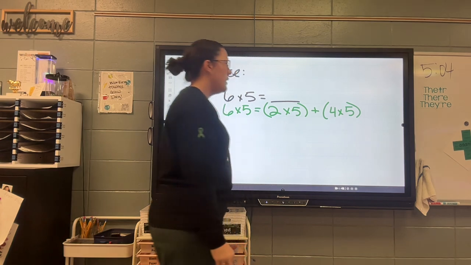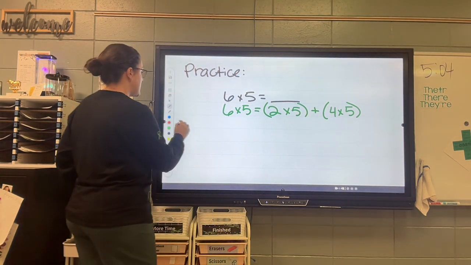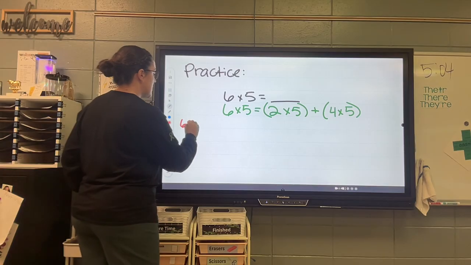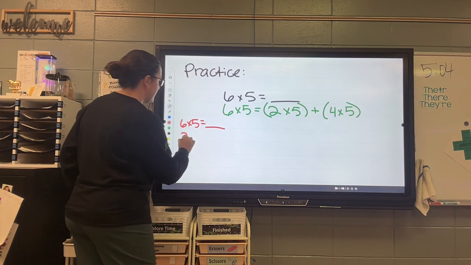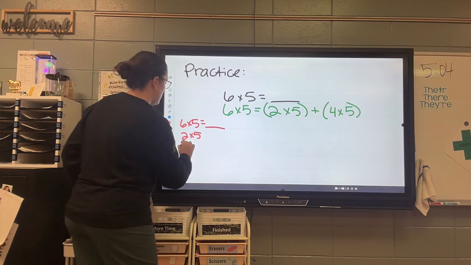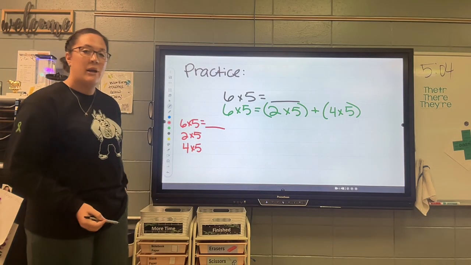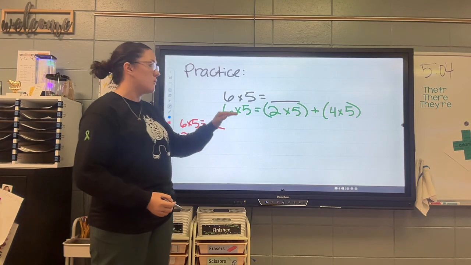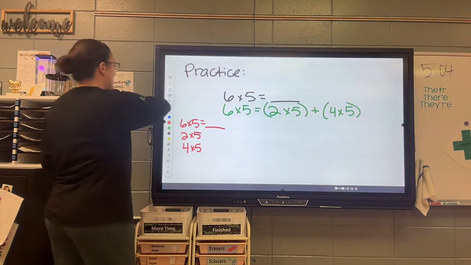Okay? Now, how we've done it in class a lot is we'll just say 6 times 5 equals what? And then we'll write it down this way. Either is fine, but how your math book usually writes it is like this. So this is how we're going to practice it. Okay?